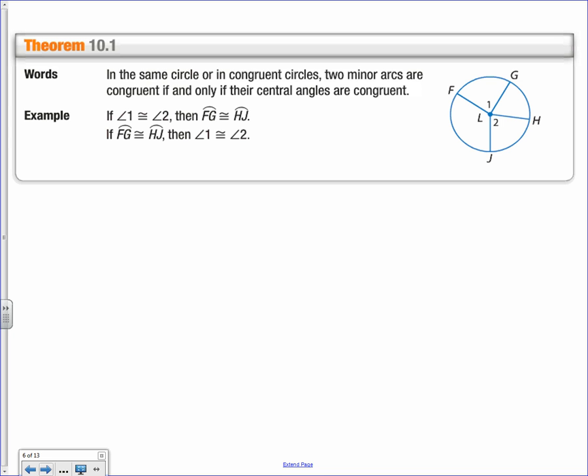So if angle 1 were 80 degrees, then from the last slide, we know that FG must be 80 degrees as well. If angle 2 were 80 degrees, arc JH would be 80 degrees, and then the two arcs are the same, so they are congruent as well. It would work the exact same way going the other way.